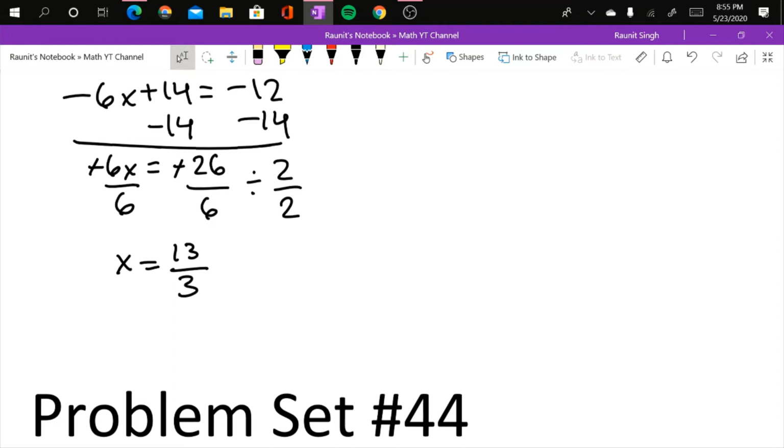If we want to turn it into a mixed number, all we have to do is ask how many times does 3 go into 13? 3 times 4 is 12, and that's the closest we're going to get. And so we have 4, and then we have a remainder of 1. So all we have to do is put the 1 over here, and the number that you are dividing by, you put down in the denominator, and you have a mixed number. So 4 and 1/3.